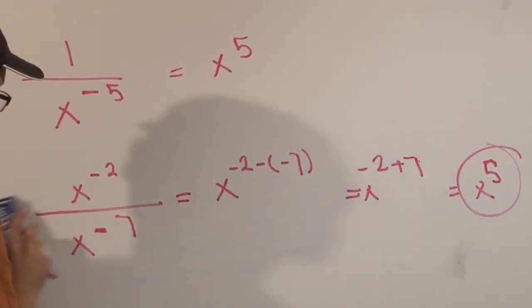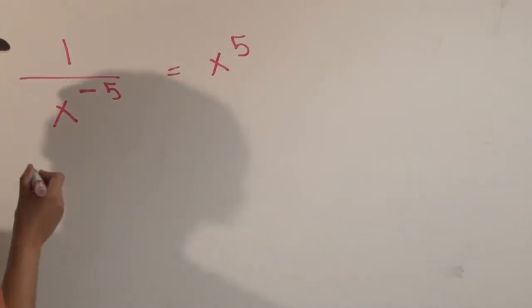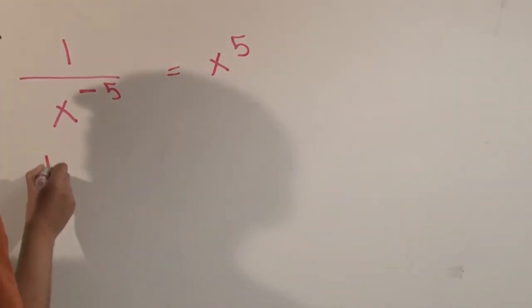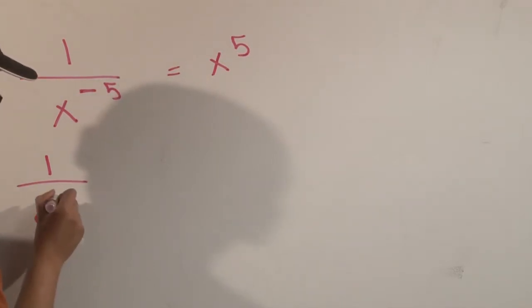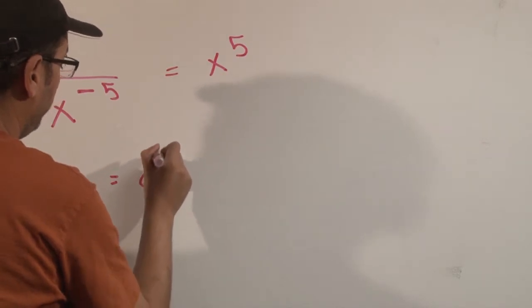Now I can set my rule. My rule would be: 1 over a power of negative n equals a power of n.